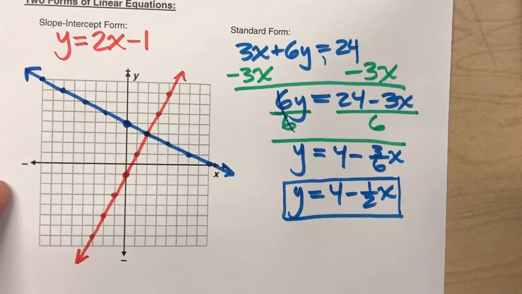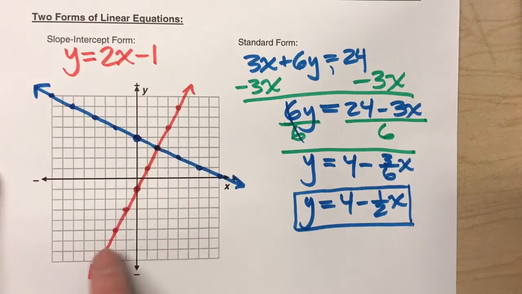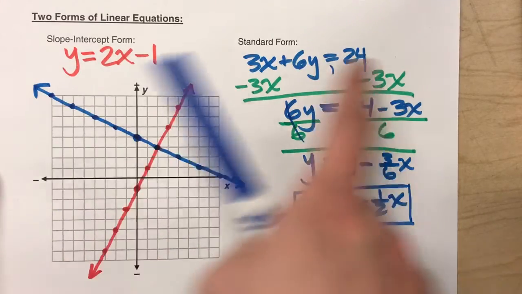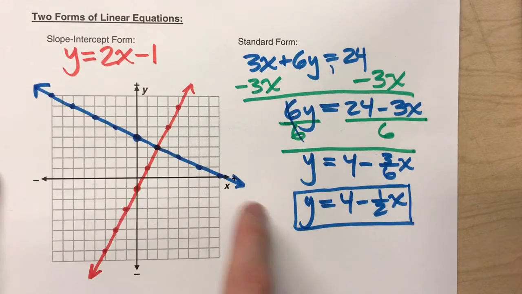And we have our line. So notice, graphing equations in slope-intercept form is pretty easy because it tells you all the information you need to know. But when it's in standard form, you've got to do some algebra to get it into slope-intercept form, and then you can graph it like we've been doing all along.